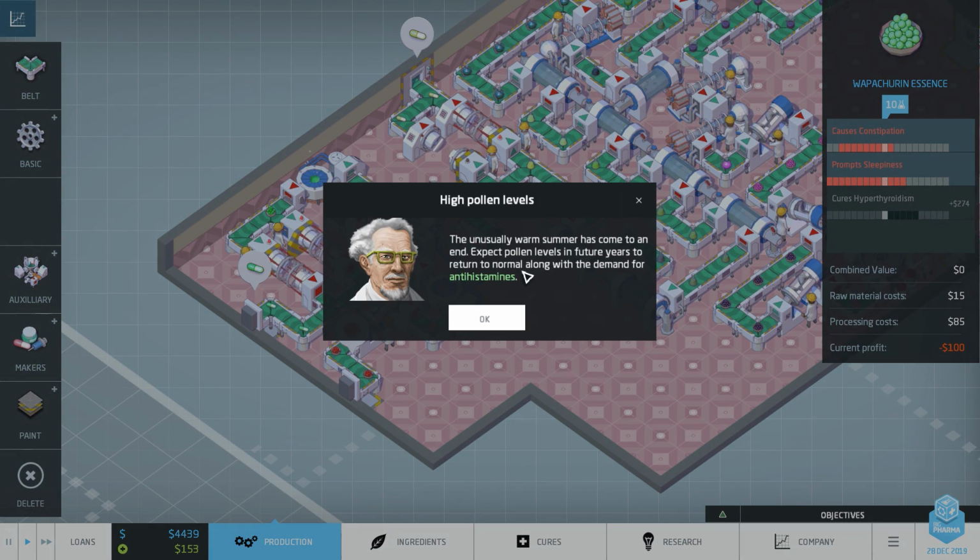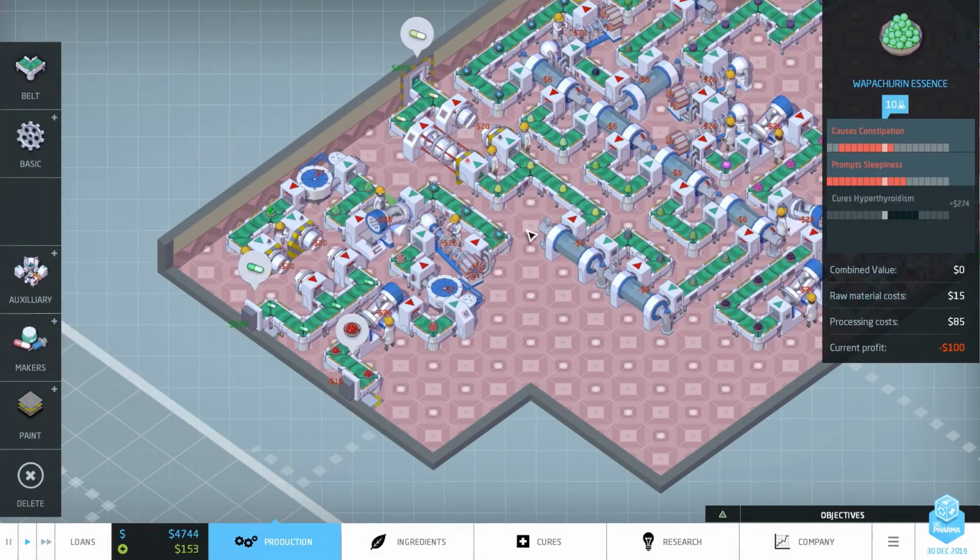What's this going to say? Return to normal along with demand for antihistamines. Okay, so that's come full circle now. I think I'm going to save it right there. That's going to do it for this episode. We got a new drug on the market, and it's quite profitable for us, and hopefully we get a lot of money. You can see we're already up to 4,000. We were at 0 when that started, so it's pretty good for the couple seconds it's been running here.